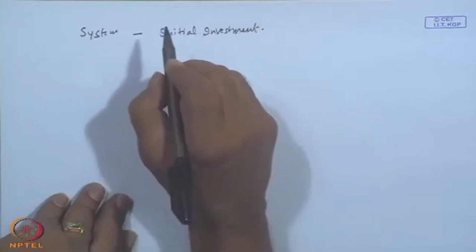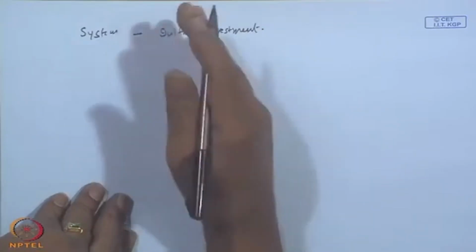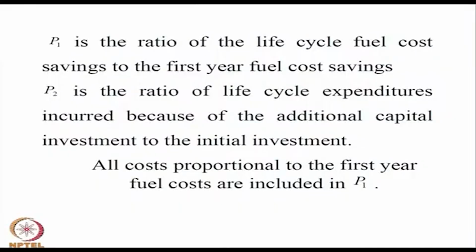So, you may make a down payment of 100% or 80% or 10%, and there will be several things like depreciation of the system, inflation, etc. All costs proportional to the first year fuel costs are included in P1.